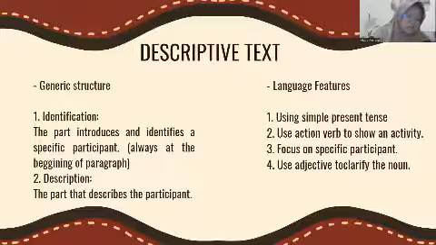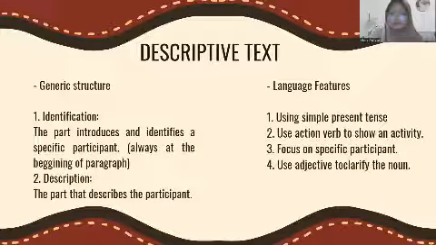So descriptive text is the text that explains and describes a subject, but in specific content. And descriptive text has two generic structures. The first is identification, and this part introduces and identifies a specific participant. And for your information, this part is always at the beginning of the paragraph, so it's easier for you to find. And the second is description. This part describes the participant in more detail.